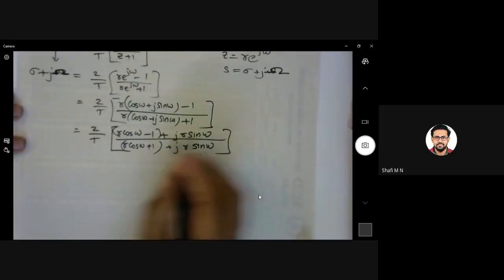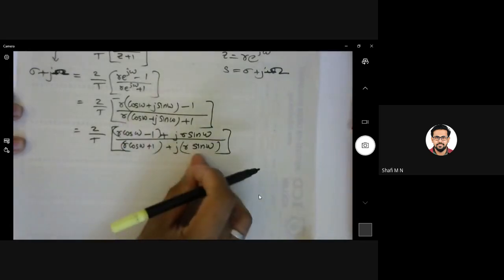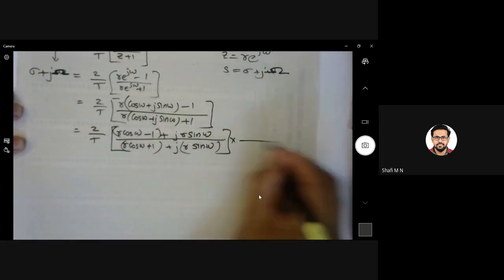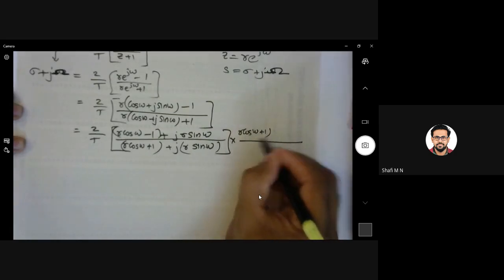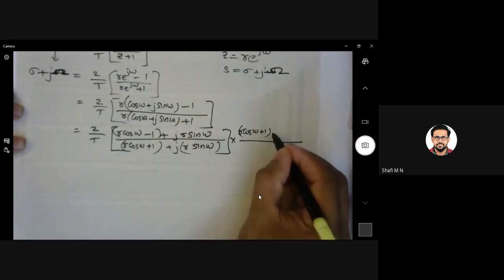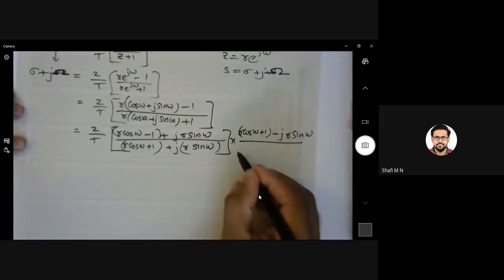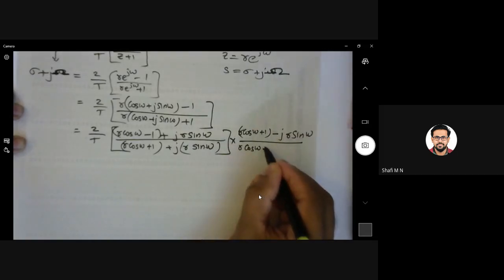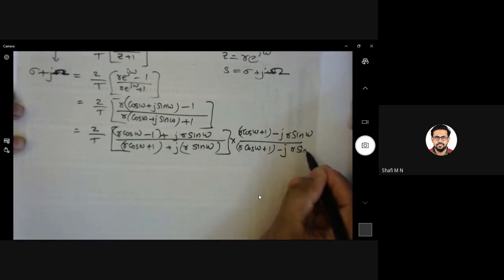Now you can multiply and divide with the conjugate of the denominator. The denominator is a plus jb. So multiply and divide with the conjugate. The conjugate is r cos omega plus 1, and instead of plus j, I will use minus j: minus j r sin omega. Here also again the same: r cos omega plus 1 minus j r sin omega.